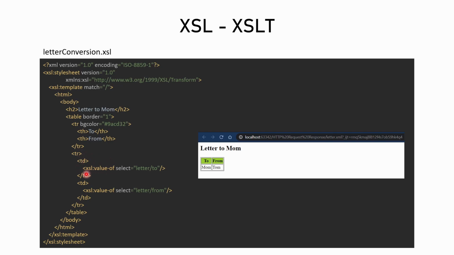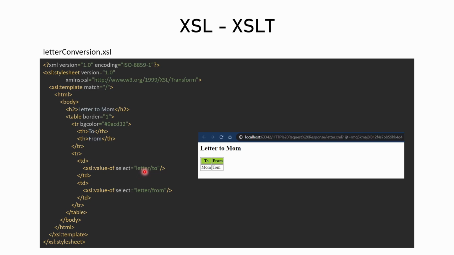And now comes the use of the XSL namespace that we declared earlier. So the XSL value-of element is an element that is available inside XSL files, which can be used to extract values from an XML document. As you can see, this XSL value-of element has an attribute called select, and this attribute is referencing some specific elements inside our XML file, right?